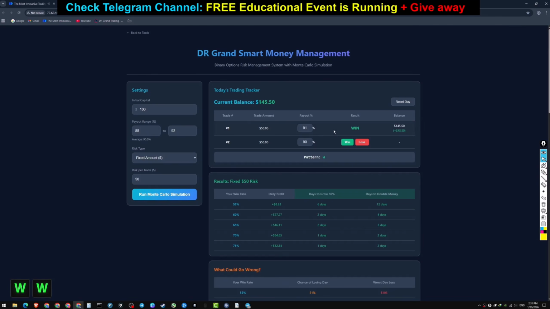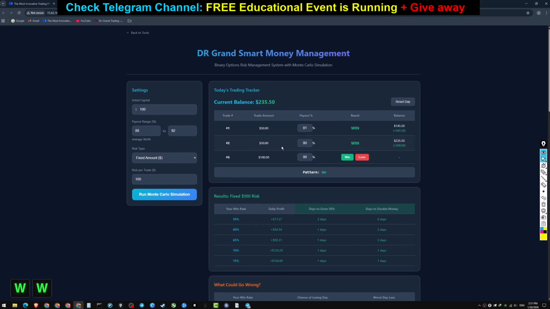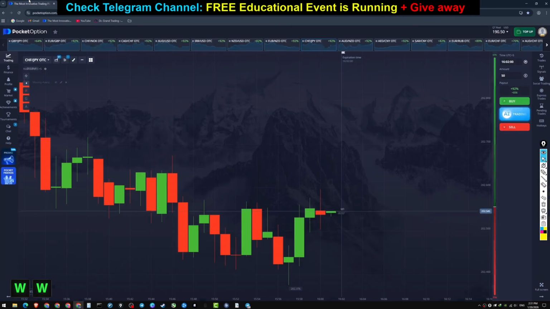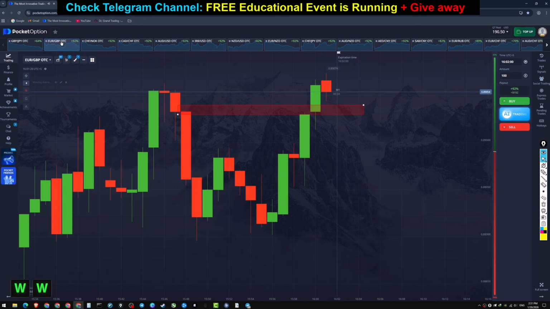Now I will go to my sheet. Before pressing this win, I want to change my next trade amount. It's going to be 100. My next trade is going to be 100, and then I push it, so it changes my next trade's amount. So let's go. I'm going to take 100 and let's see.